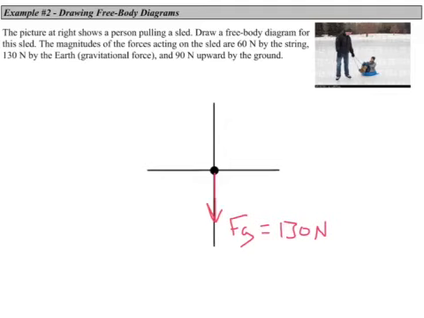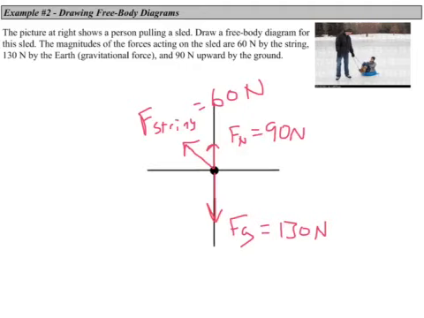Then we've also got, we're told, a normal force pointing straight up, and that normal force is 90 newtons. And then we have the force of the string pointing in this direction, and that is 60 newtons.